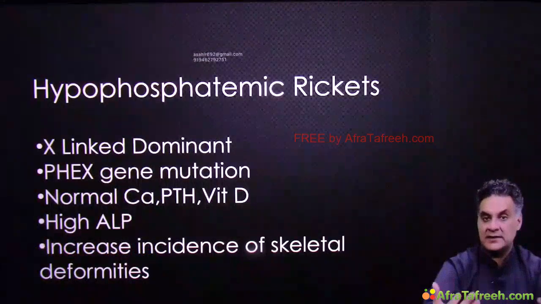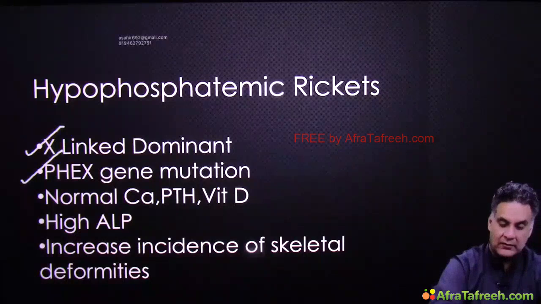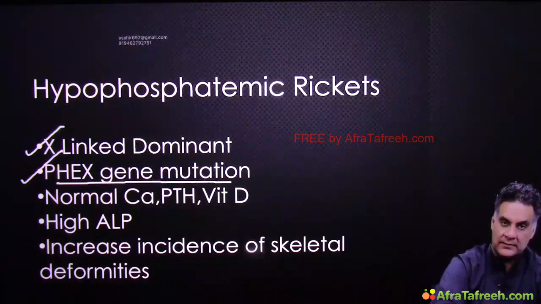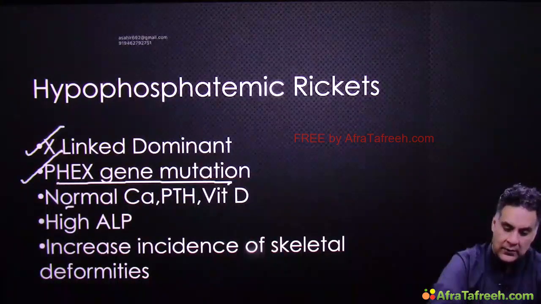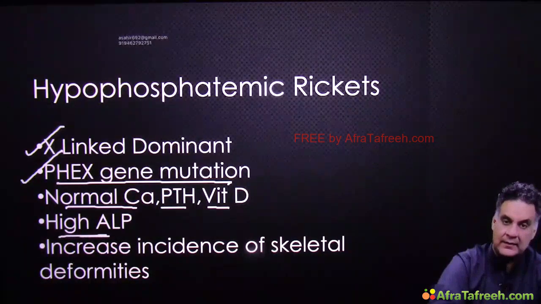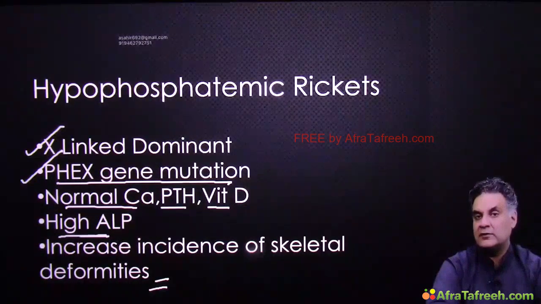Hypophosphatemic rickets is a genetic rickets, X-linked dominant. Phosphoregulatory gene mutation. Phosphaturia occurs. Normal calcium, parathormone and vitamin D, high ALP. They have more skeletal abnormalities. Phosphate-losing rickets.